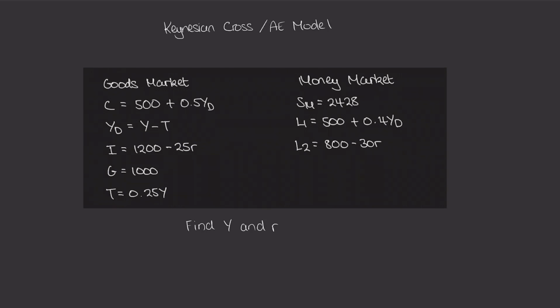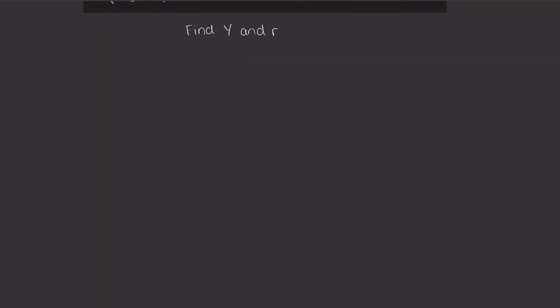I have quite a hard question here. I say it's hard because it's from both the goods and money market, and then you find the equilibrium between them, and then you can put them in an ISLM model. So you'd have your goods market here with injections and withdrawals.